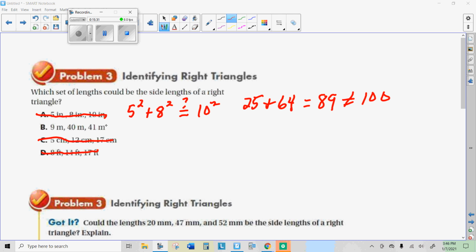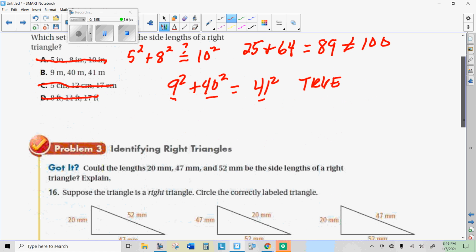All right, the only one I found that worked was B. 9 squared plus 40 squared is equal to 41 squared. That is true. And so if you make a triangle with side lengths 9, 40, and 41, it will be a right triangle. All right.